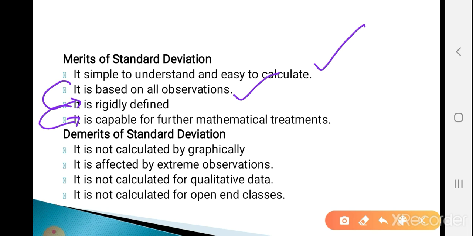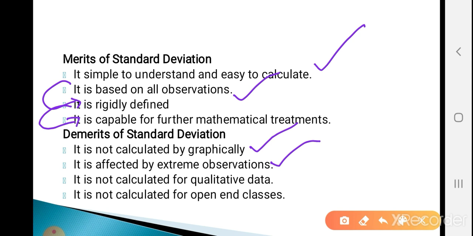Now the demerits of standard deviation. It cannot be calculated graphically. It is affected by extreme observations. Yes, because the standard deviation is based on all observations, so it is affected by the extreme observations.